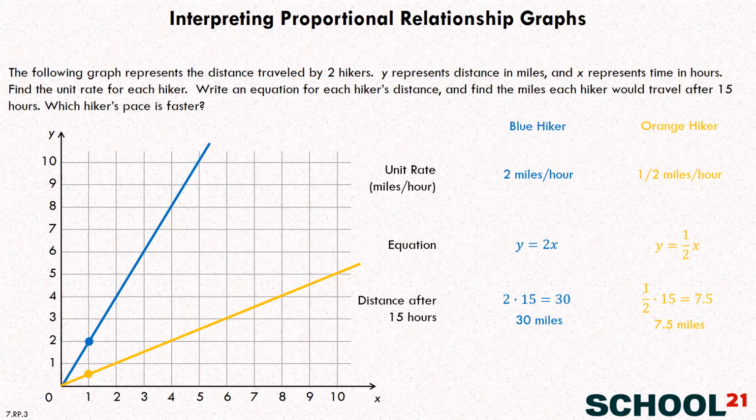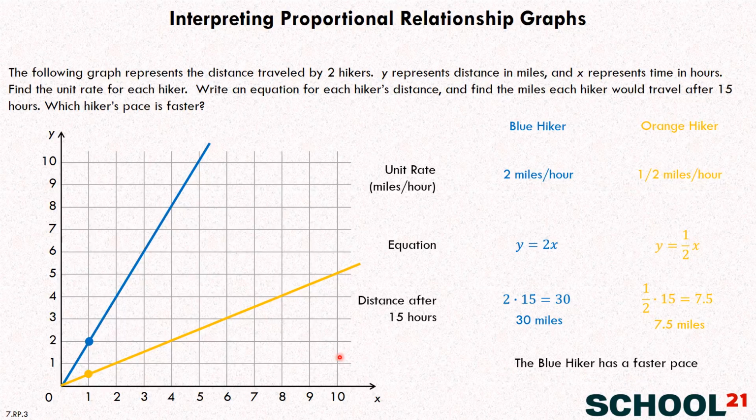So what are your thoughts on that? We'll go ahead and label this area. Well, actually, it looks like we put it up here. But you can see that the blue hiker has a faster pace, right? Because in 15 hours, they went 30 miles, but the orange hiker only went 7.5 miles. You can also see that because their unit rate is greater, 2 miles per hour versus just 1/2 mile per hour. And you can also read it from the equation. The coefficient in front of x is greater here than the coefficient in front of x here. Those are all ways that you can see that the pace is faster.